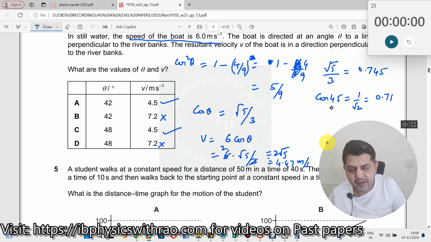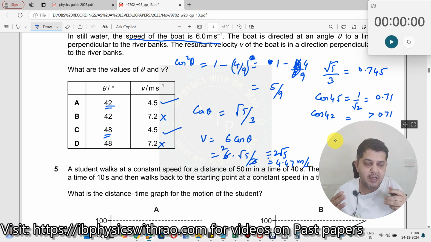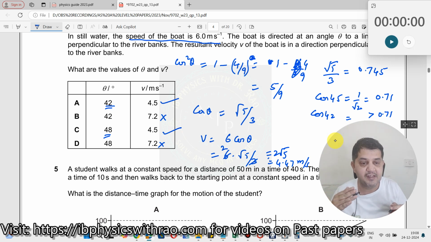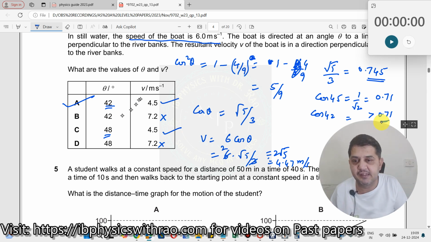Now, I have two values here, 42 and 48. If I take 42 for example, if we take this as cos 42, then definitely this would have been greater than 0.71, because the value of cos theta assumes higher values when the value of theta goes below 45 degrees. If it is 42, then this should have been larger than 0.71. Am I getting this? 0.745 is larger than this one. So definitely this 42 should be your answer. Let me look at the answering scheme. Yes, the marking scheme also says it's C.